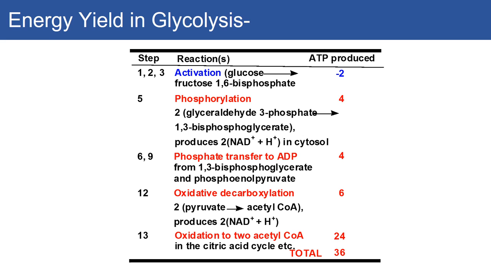Steps 6 and 9, we end up with a phosphate transfer to ATP. There's another 4. Oxidative decarboxylation, that's where we take the 2 pyruvate and generate acetyl-CoA out of it. That's later in the process. That's 6. And when we do oxidation of 2 acetyl-CoA in the citric acid cycle, we end up with 24. So the total out of one glucose molecule is 36 ATP. Now the net out of just glycolysis is 2, but we also end up with pyruvate and a few other cofactors. You can see now that when we take glucose, we can generate a ton of energy.